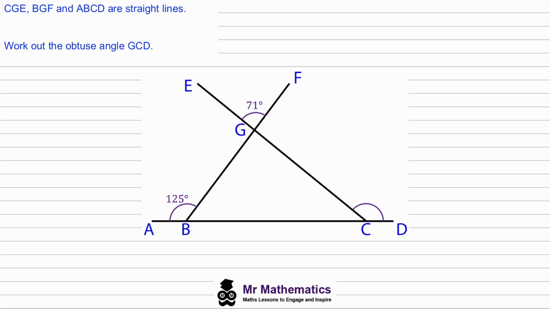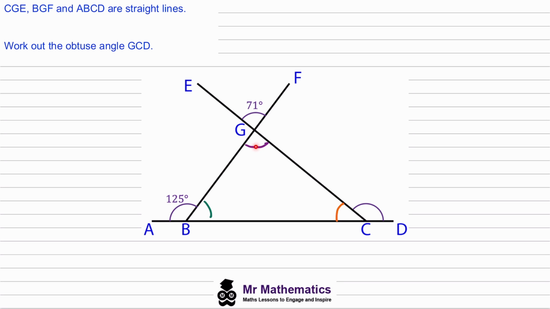If we begin with our first example, we're told that these are straight lines, and we need to work out the size of the obtuse angle G to C to D. To work out this angle, we can use angles on a straight line if we know this one. And then we can work out this angle using angles in a triangle. So our question really is about the other two angles in the triangle.